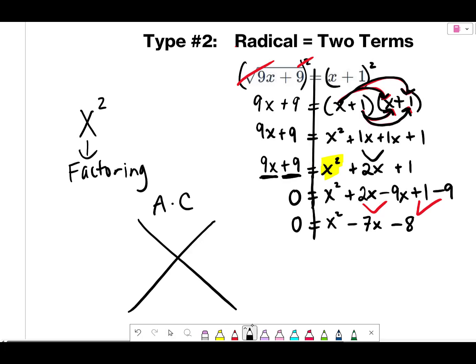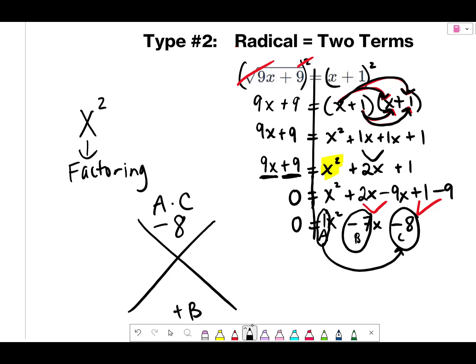A times C better add to B. Now the difference here is A is 1, so this is the easier type, which means we do not have the extra step. So A times C would just be negative 8, and then our B is negative 7.